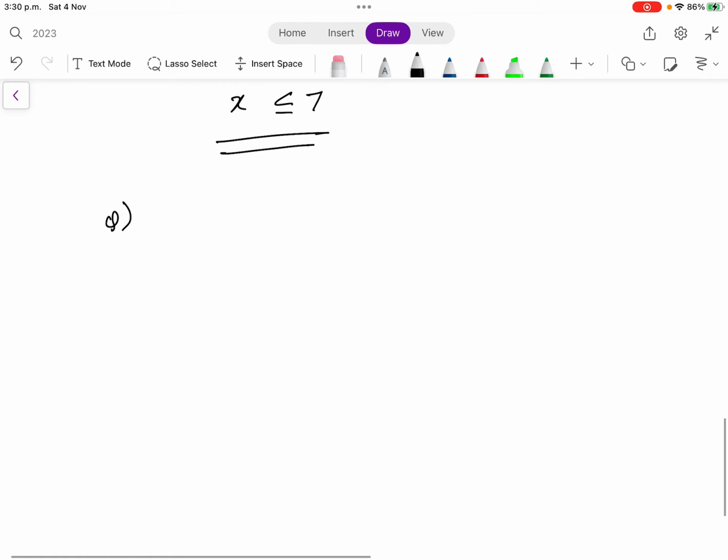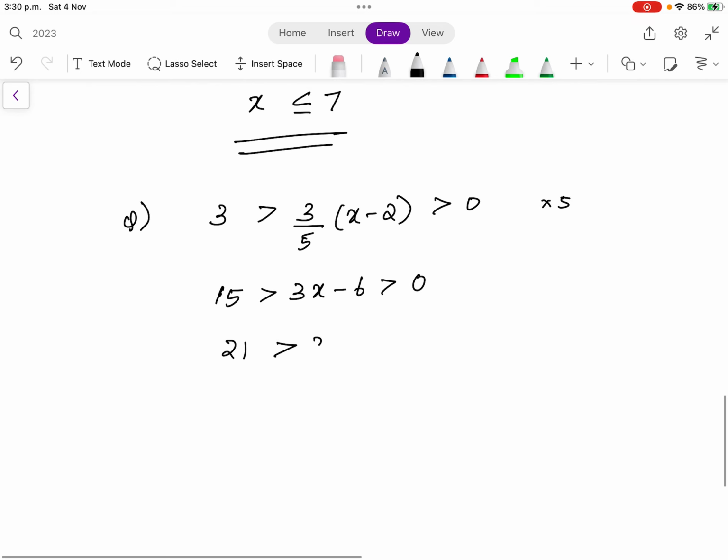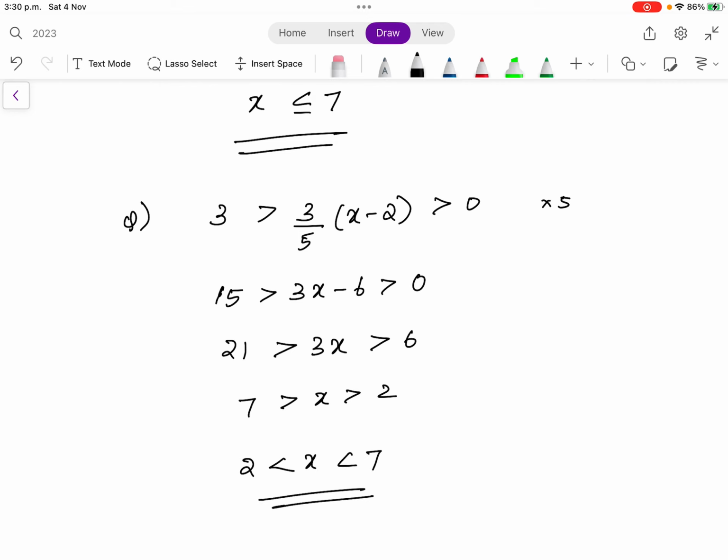Then if you have another question like 3 is greater than 3 over 5 into x minus 2, which is greater than 0, here you can multiply all through by 5. So it is 15 is greater than 3x minus 6, which is greater than 0. And this can be written as 21 is greater than 3x, which is greater than 6. So then you can write it as 7 greater than x greater than 2, or you can reverse it, writing 2 is less than x, which is less than 7. Both of these are correct.